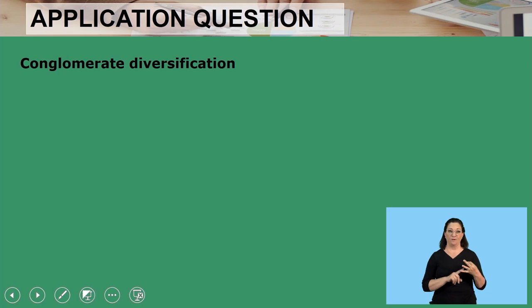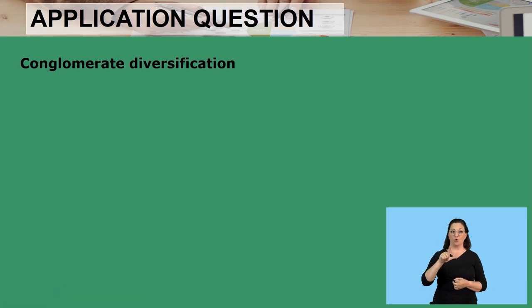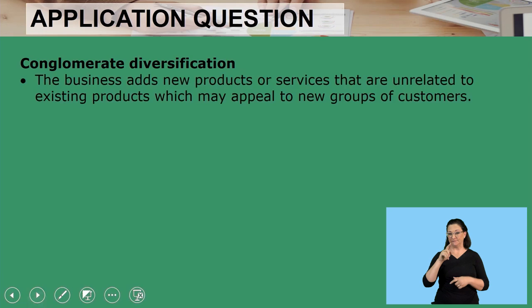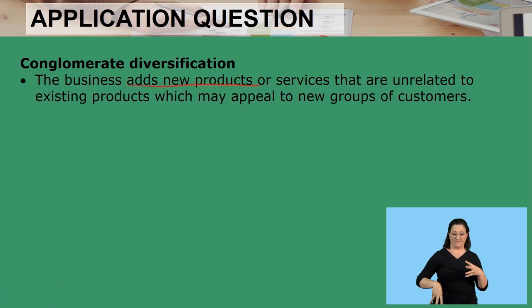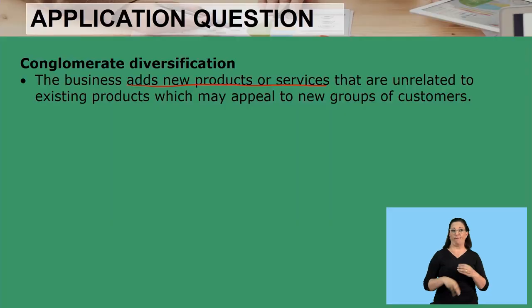The last one is conglomerate diversification. What is conglomerate? The business adds new products. I'm sure you have seen now, in all these three, we are adding new products, but the manner in which we are adding them is different, because with the others, it's related to existing products, but here, it's unrelated. So with conglomerate, the business adds a new product or service that is unrelated to the existing products, which may appeal to new groups of customers.